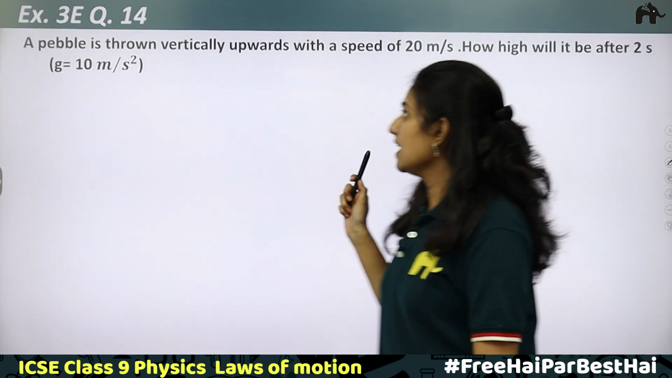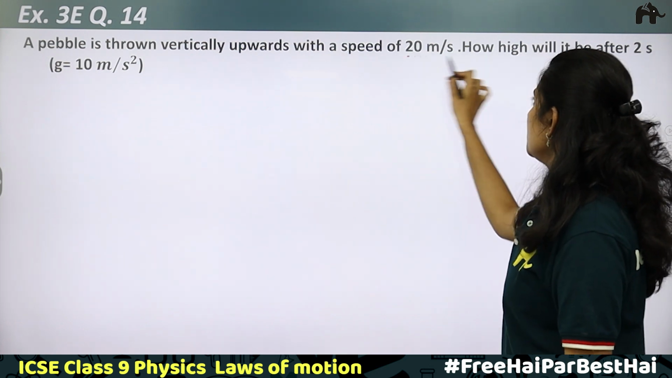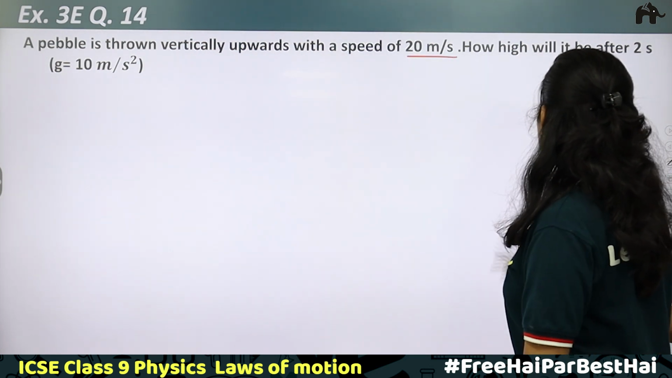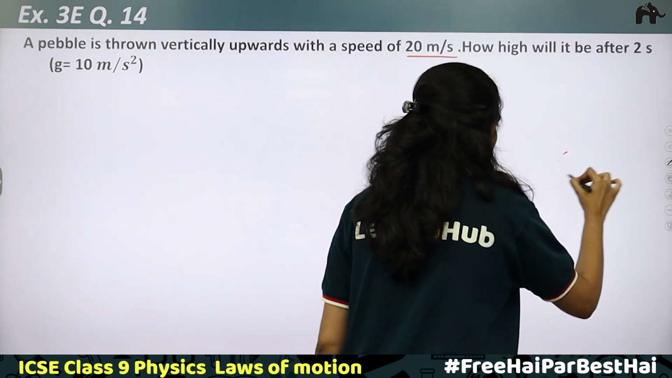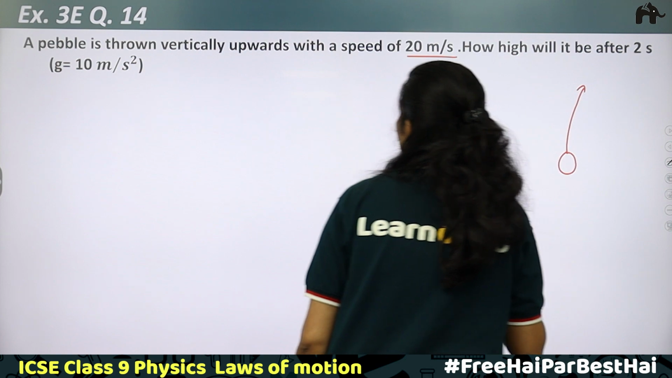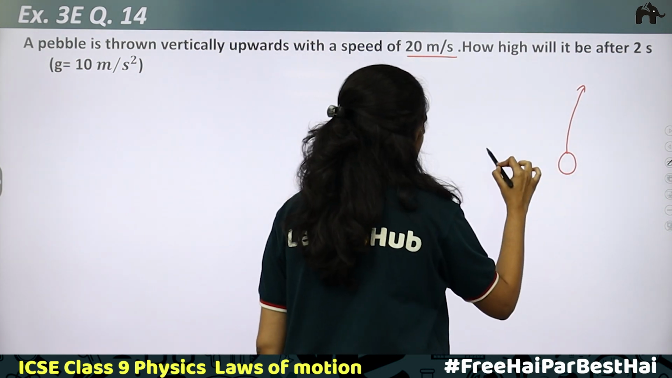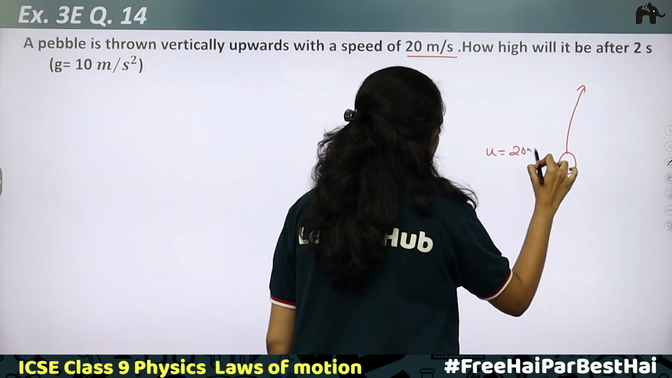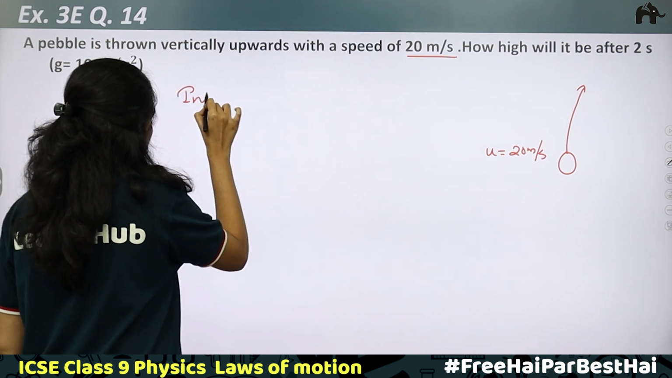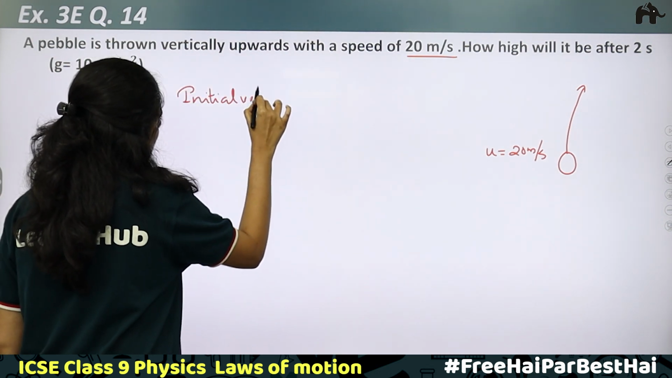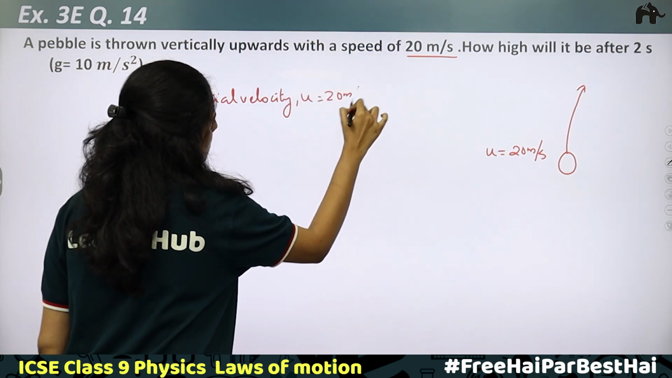Question 14 of exercise 3E. A pebble is thrown vertically upwards with a speed of 20 meter per second. How high will it be after 2 seconds? G is equal to 10 meter per second square. It is thrown upwards. What is given? Initial velocity is given. The speed is 20 meter per second. So, U is equal to 20 meter per second.